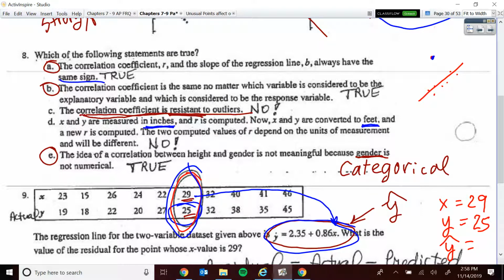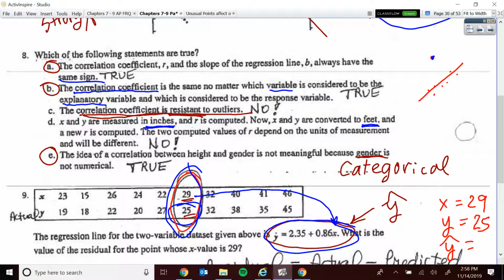Okay, and that's true. Now, B is about a transformation. B says the correlation coefficient R stays the same no matter which of the variables, X or Y, you decide is the explanatory. So no matter which one you call the X and which one you call the Y, the R stays the same. And that's part of our song.